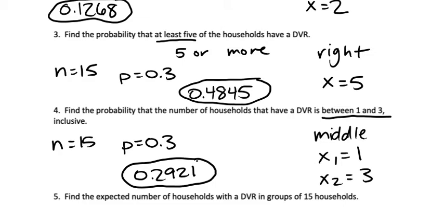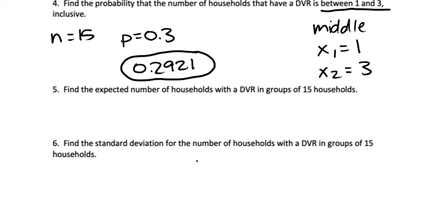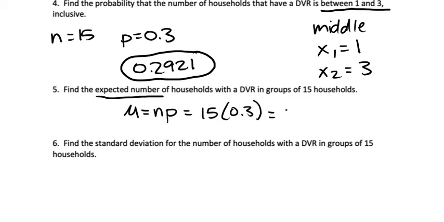So that's how you calculate the probabilities using Minitab. Now for questions 5 and 6, I'm not going to use Minitab. I'm going to use the formulas that we saw earlier. Question 5 says to find the expected number of households. And as we talked about earlier, expected number or expected value is another way of saying the mean. So we're going to use the formula for the mean, which is n times p. My value of n is 15, and my value of p is 0.3. And when I multiply those together, I get 4.5.